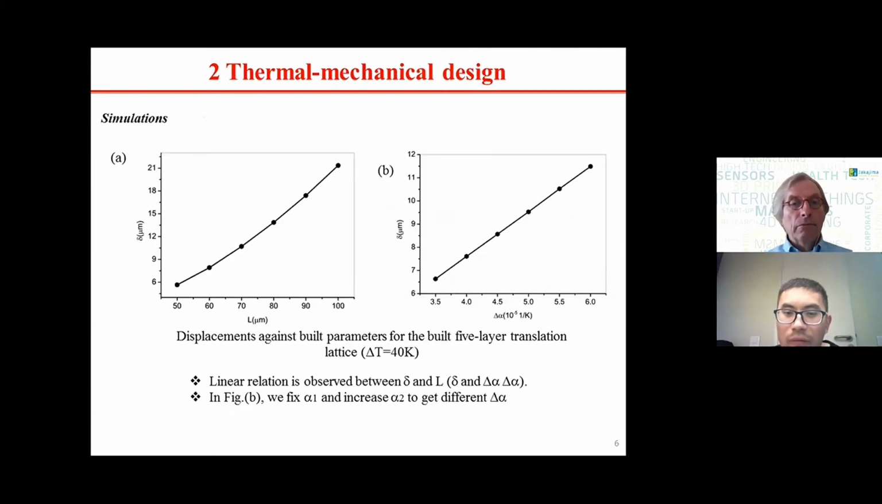We should stress that the performance of the lattice or the cell can be changed as you change the parameters. Here we demonstrate the relationship between the translation movement and the design variables. The two main built-in parameters are the length of the bilayer beam and the difference in thermal expansion. As you can see, they both present a linear relationship with the movement. So following this rule, you can change the performance as you desire.